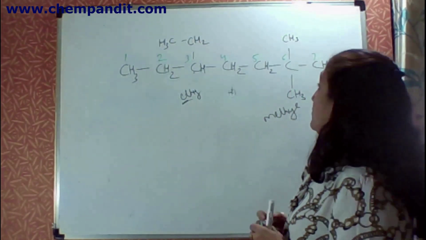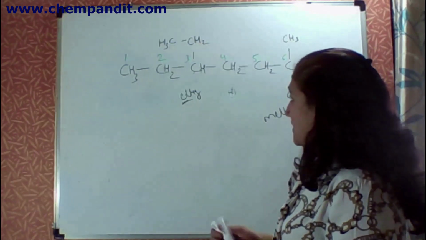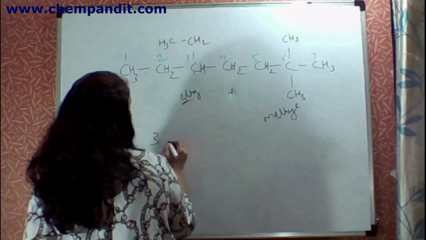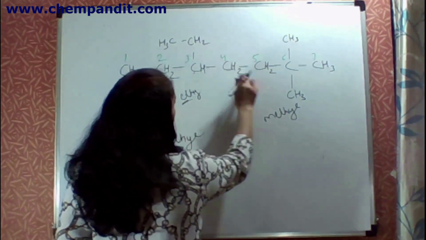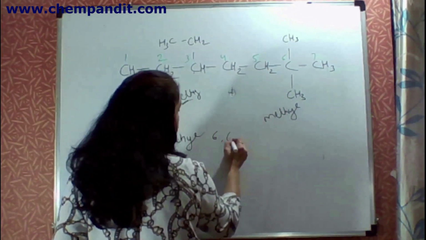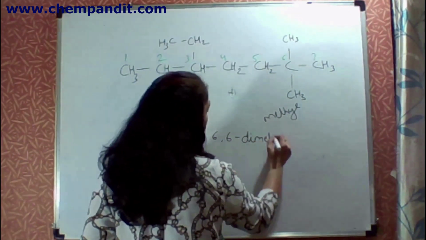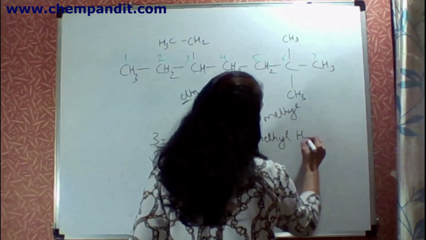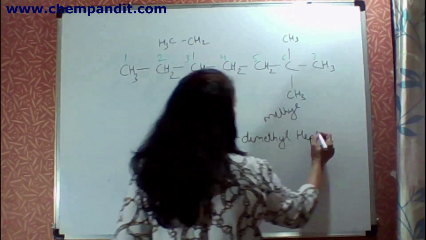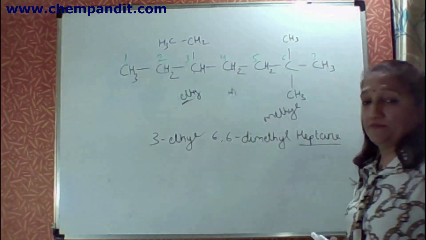Clear? Now, what are we going to do in this case? Let's write the name of the compound. Now, the name is 3-ethyl 6,6-dimethyl heptane, right? 7 carbon, all single bonds. So this will come as heptane.